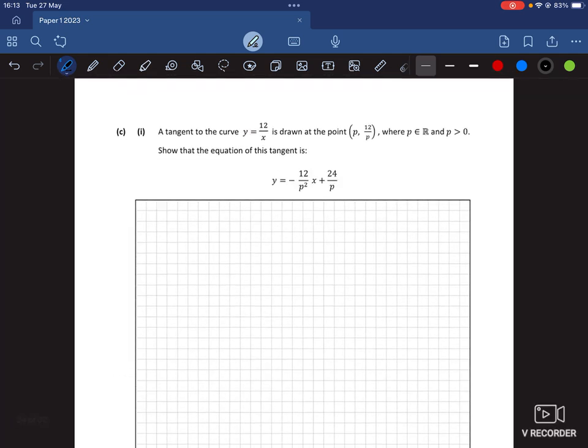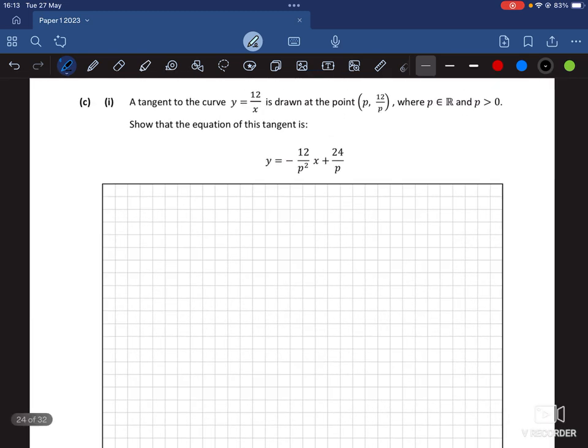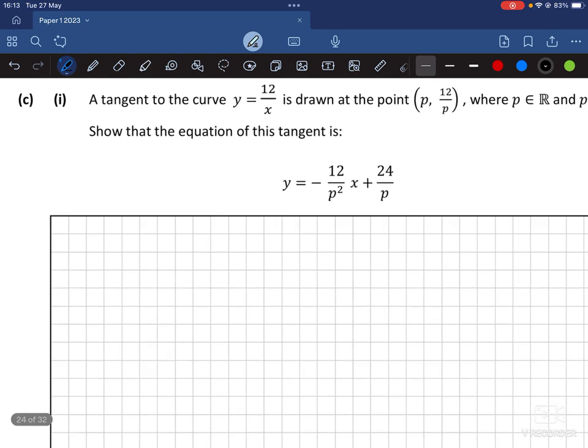Then a tangent to the curve 12 over x. So this is the graph we've just drawn here, is drawn at some point p, 12 over p, where p is a real number and p is positive. Then we're told to show that the equation of this tangent is that thing there.